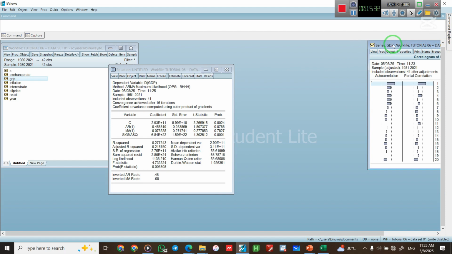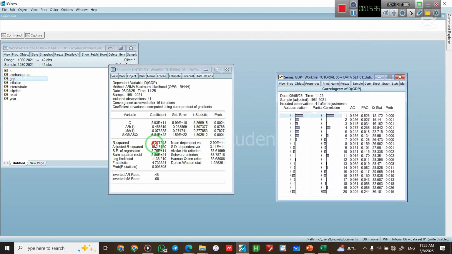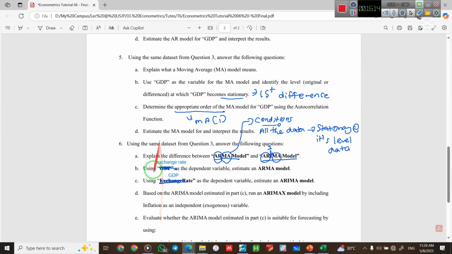So in this ARIMA model results you can see that the R square value is around 25% and the overall model is significant based on the overall significance of the model. And you can see that both the AR term and the MA term are greater than 0.05, that means both of these AR and MA terms are not significant, or don't have a significant impact on the DGDP, right? So with that we have done with part C as well.